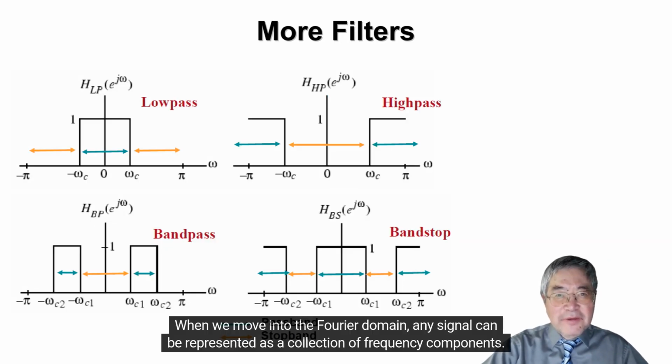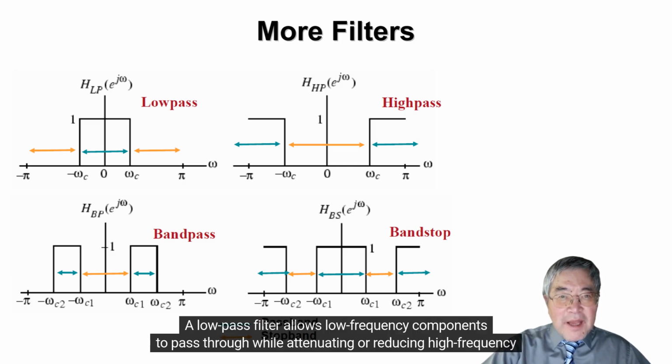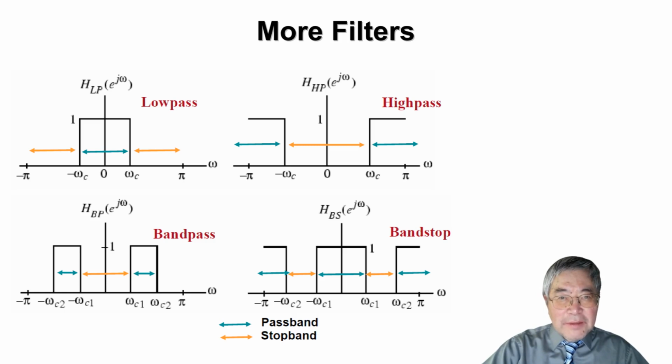When we move into the Fourier domain, any signal can be represented as a collection of frequency components. Filters are circuits or systems that selectively pass or block these components based on their frequency. A low-pass filter allows low-frequency components to pass through while attenuating or reducing high-frequency components.